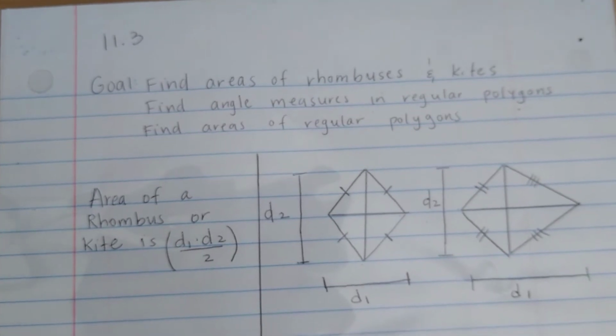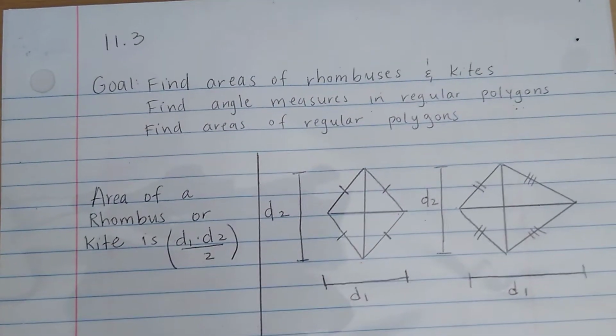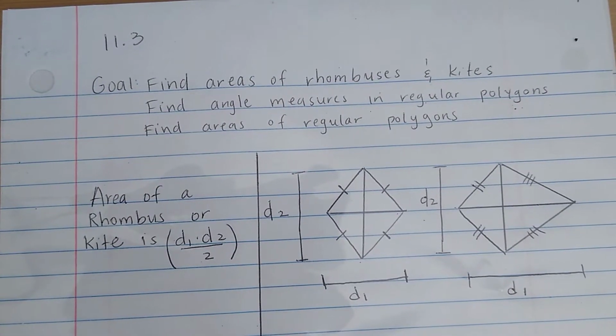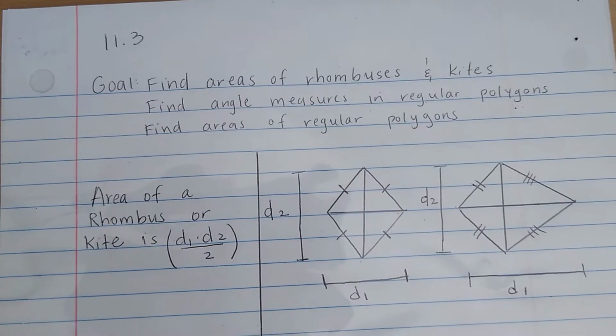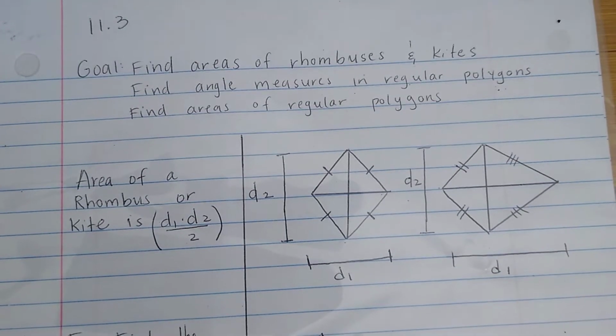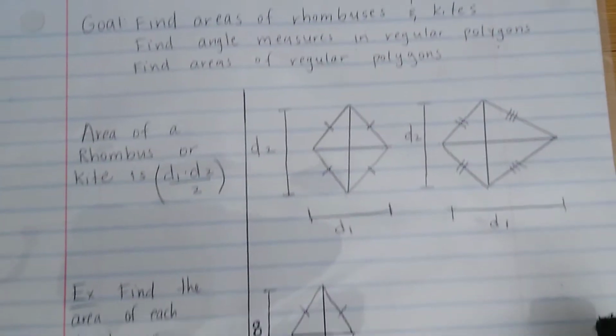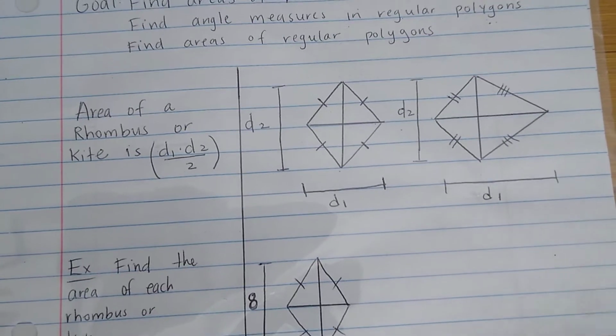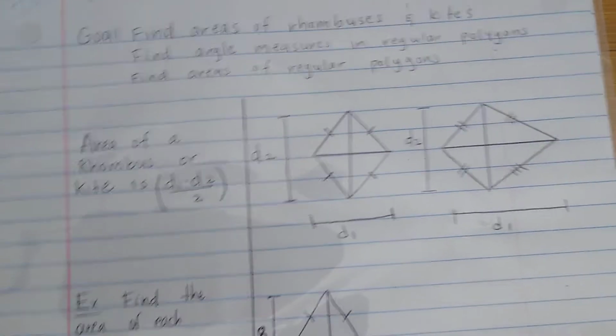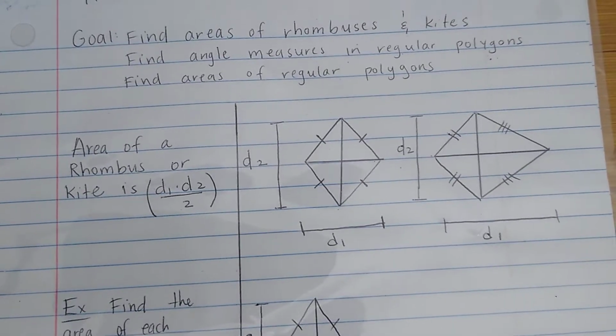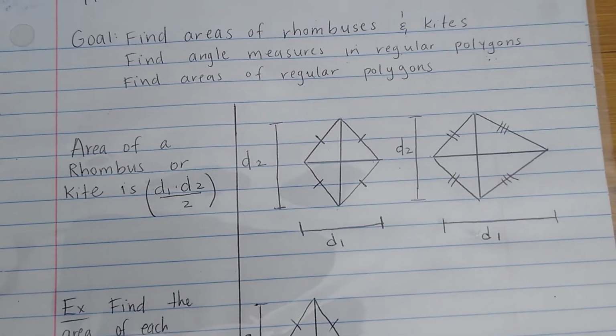Today our goal is to find areas of rhombuses and kites, as well as to find the angle measures in regular polygons and to find the areas of regular polygons. So that is our goal. So the very first thing that we're going to start off, this is actually Cornell Notes style. Again, something that we've been doing pretty often in class.